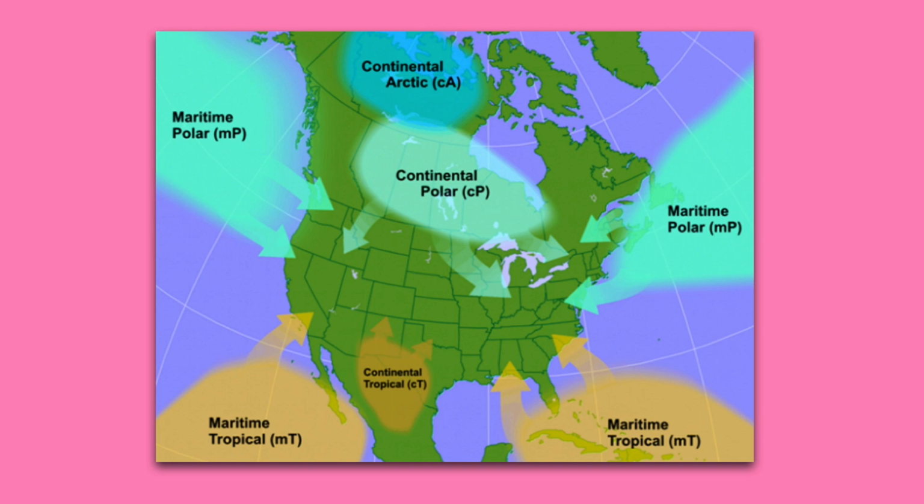So now this map may make more sense, because now we see that maritime polar is the same as saying cold and moist. Continental polar is dry and cold. Maritime polar is moist and cold. Maritime tropical, moist and warm. You get the point. So these are the air masses and how we read the map.